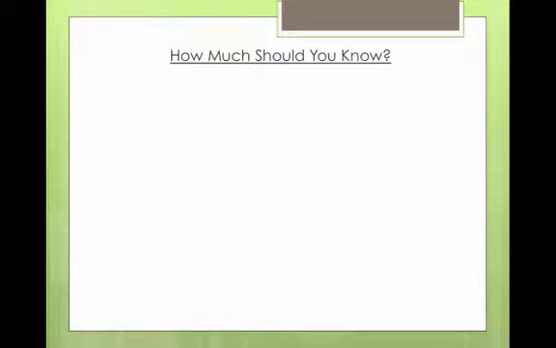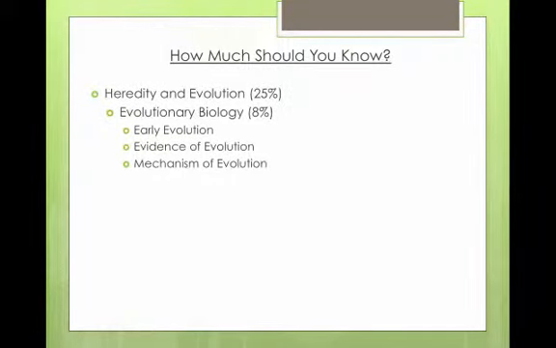I've noticed that a lot of people often ask how much of each section you should know for the exam. I had an AP Bio prep book, and in that there was a rough estimate of how much of each topic you should know for the AP Bio test. I took the parts pertaining to this chapter and put them into a list here. Heredity and evolution is 25% of the test, and 8% is evolutionary biology. That includes early evolution, evidence of evolution, and mechanisms of evolution. We're going to focus on early evolution and evidence of evolution.